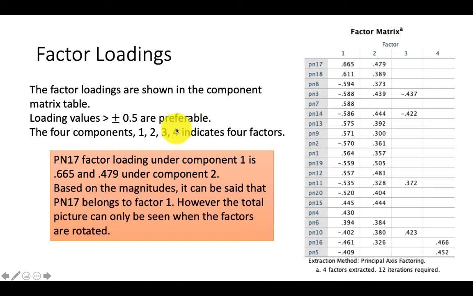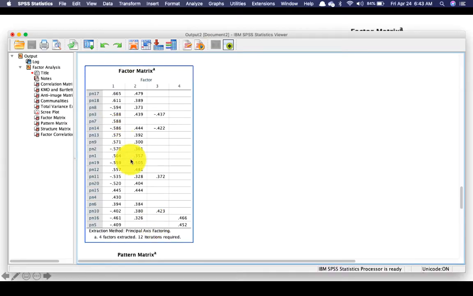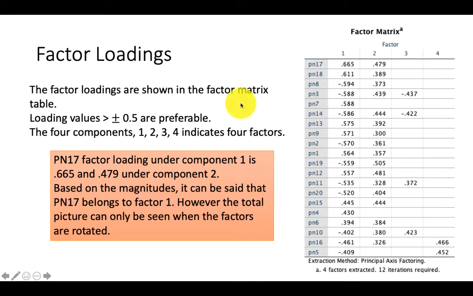Okay, so let's take a look at the factor matrix. So this is the factor matrix. This is unrotated, yeah. Okay, so let's take a look at the factor loadings. The factor loadings are found under the factor matrix table. Loading values of more than 0.5 are preferable.